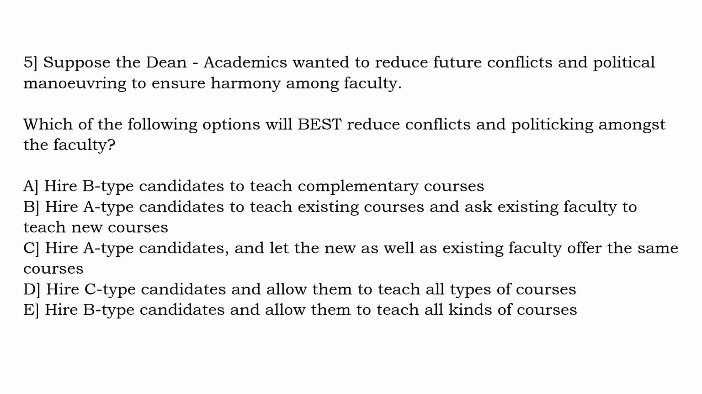So this also is going to create some problem, even though it is not going to be as severe as option B, but it will still create some problem between the existing faculty and the new faculty. So this is not as good an option as option A. Option A is still the better one. Even though it is a good option, it is not better than option A. Then option D, hire C-type candidates and allow them to teach all types of courses. This is definitely going to create problems, because C-type candidates are very poor teachers, and if the existing faculty who are very good teachers find that a set of poor teachers are also allowed to teach the same subjects that they are teaching, that will create a lot of political or egoistic issues. So not a good answer.